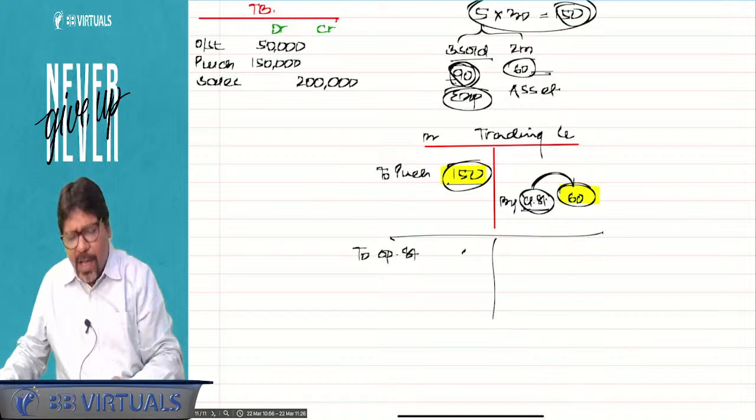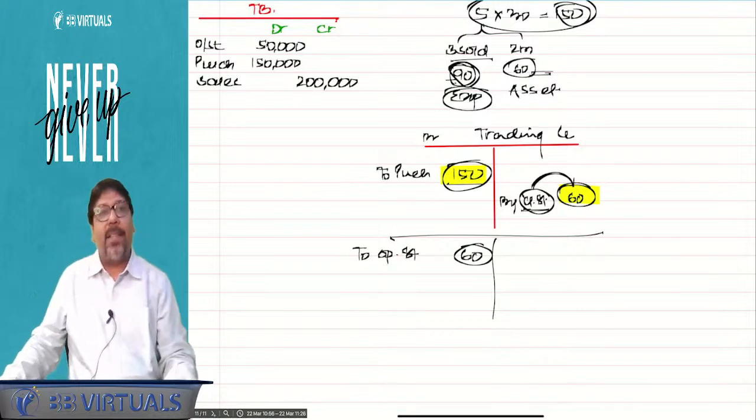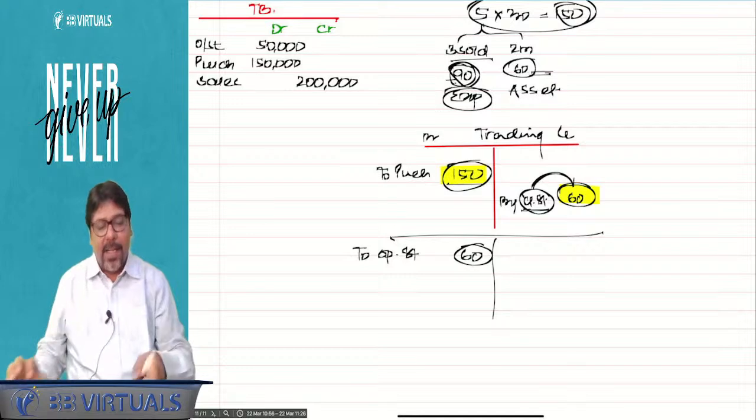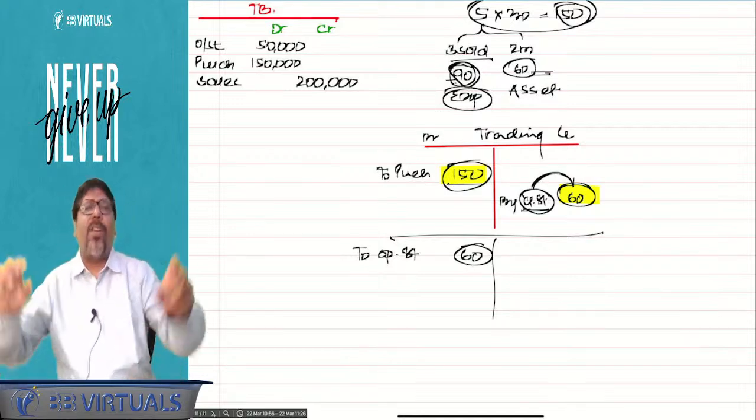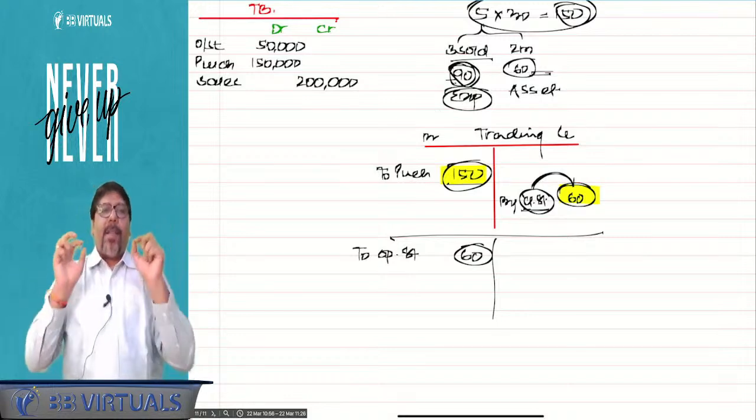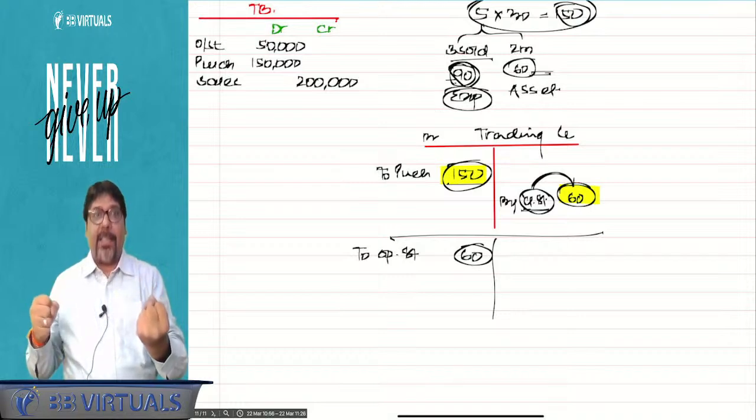Yes, sir. So opening stock comes on the debit side. Why? Because it is an asset or expenditure? Expenditure. Understood? Yes or no? Yes, sir. I repeat once again. Out of 150 of purchase, 90 is expense, 60 is asset.